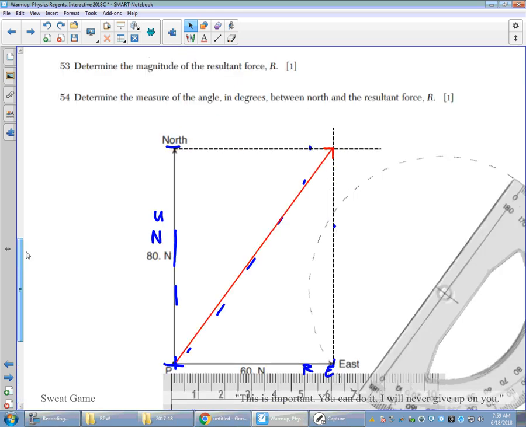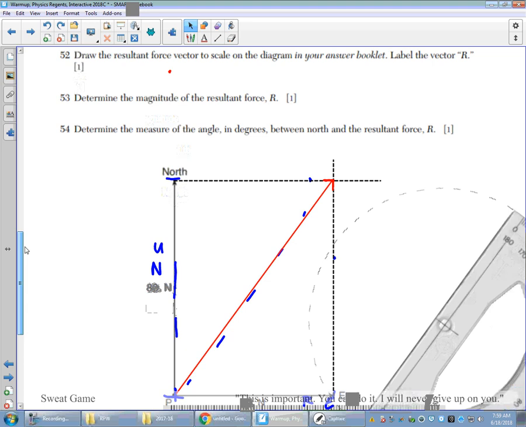Good. Finally, look at question 54. That's what I was warning you about. Look at that question 54. Find the angle between north and the resultant. Well, you can do this actually two different ways. It gives you the same answer.